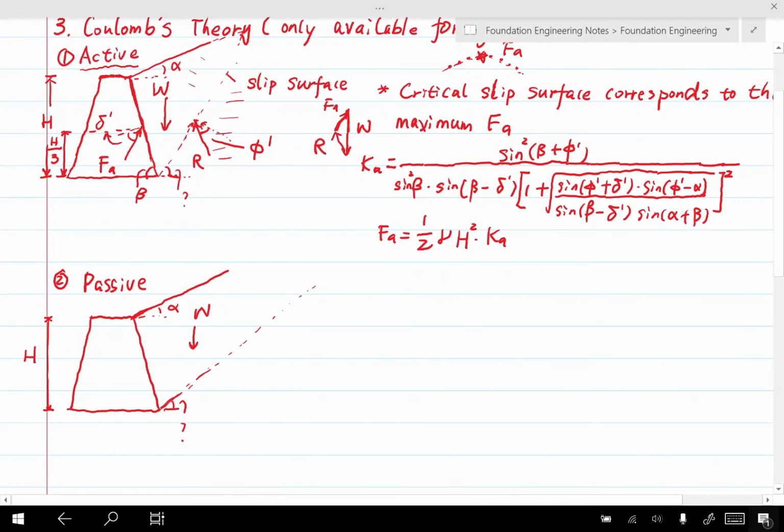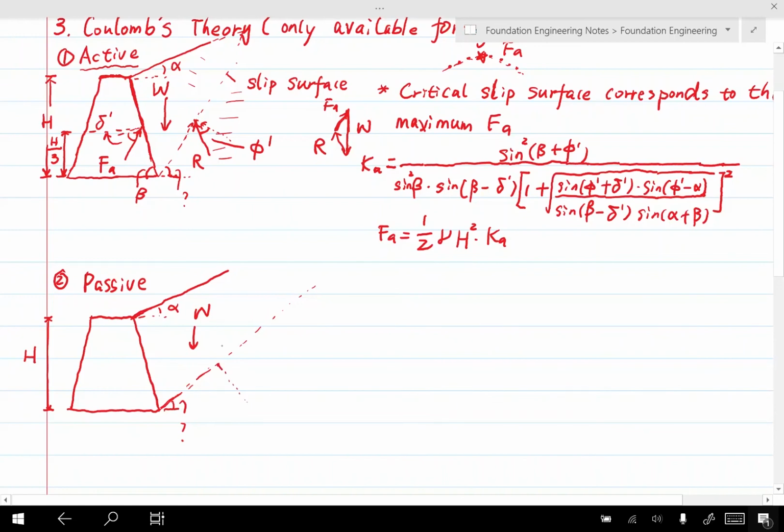And there's one major difference between the active case and the passive case, which is the tendency of the movement of the soil body of interest. In this case, it's passive. So what happens is that the wall pushes against the soil body of interest. And because of that, the soil body of interest will move passively. So the direction of soil movement will be upward instead of downward. And because it's upward, now the direction of friction will change.